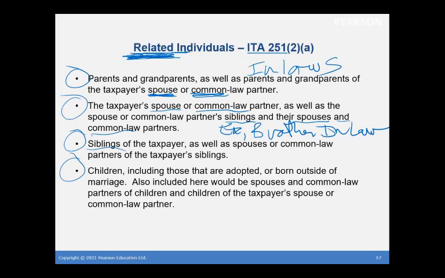And also, of course, your children. I am related to my kids. Also, if your kids are adopted or born outside of marriage, that makes no difference. Also included in here, if your spouse or common law partner has children, they would be included as well, even if they're not your children together, or you weren't the blood parent, or whatever you want to call it. So it's a pretty wide web that's included here under related.